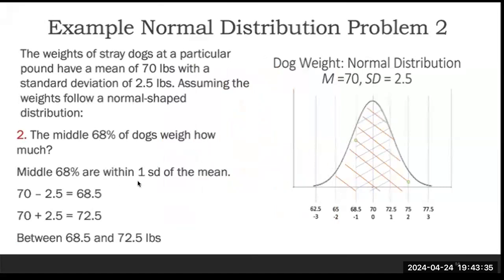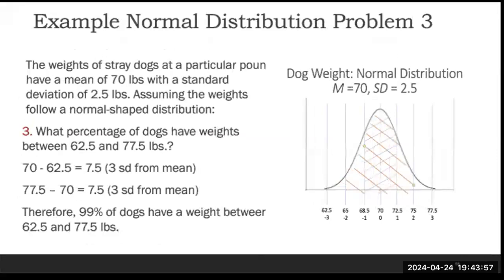So the middle 68% are within one standard deviation of the mean. So you would look, one below is 67.5 and one above 72.5. And then you could answer that the middle 68% of dogs weigh between 67.5 and 72.5 pounds. Easy enough, right? Okay.